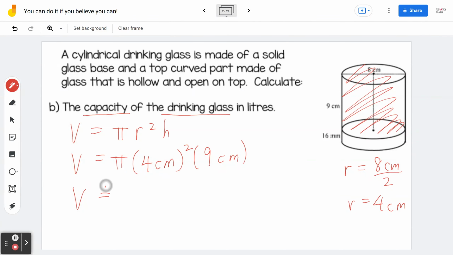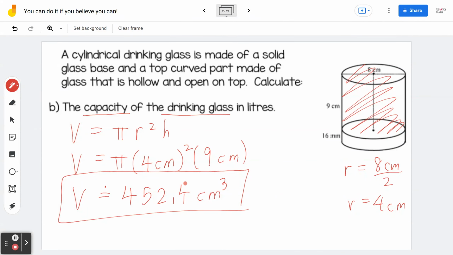Again, I'm going to grab a calculator, work it out and round this to one decimal place. I take pi, multiply by 4 to the power of 2 times 9. I hope you're doing this with me, so really make sure you and I get the same number. If we don't get the same number, let me know in the comment section below. Again, it's 452.4 centimeter cube. And for the record, in the display, I see 452.3893421.